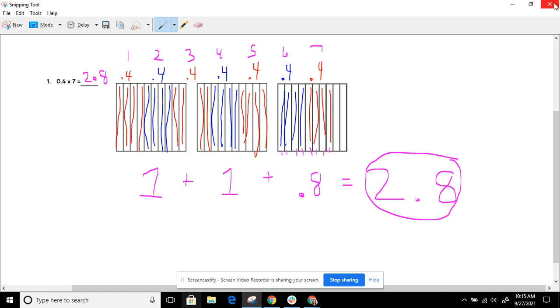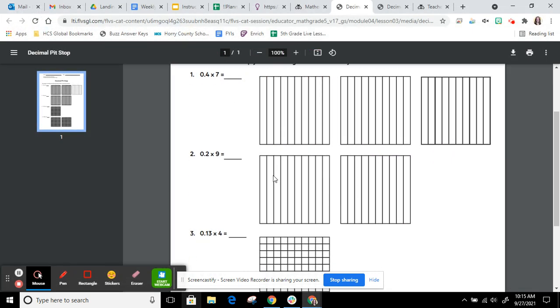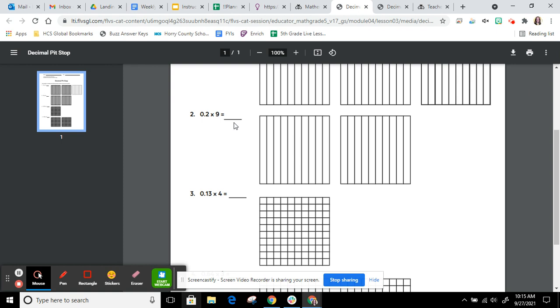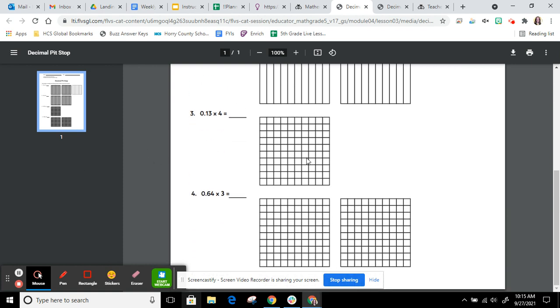You're going to do the same type of thing for number 2. Number 2, you're just doing 2/10 times 9. So 2/10 plus 2/10 plus 2/10, you're going to make 9 groups of 2/10. Let's look at number 3. Number 3 is where it gets a little bit different.